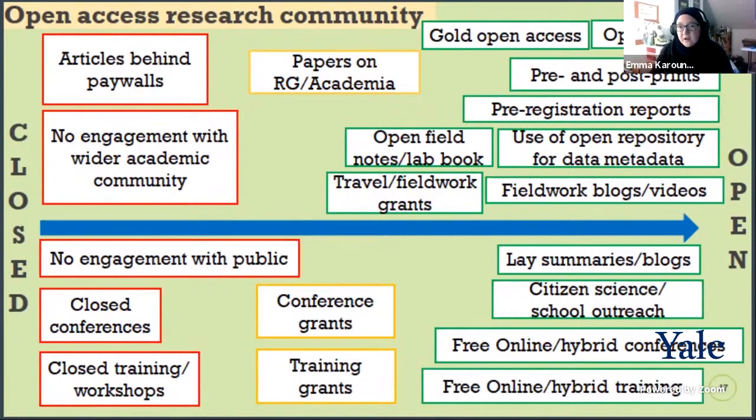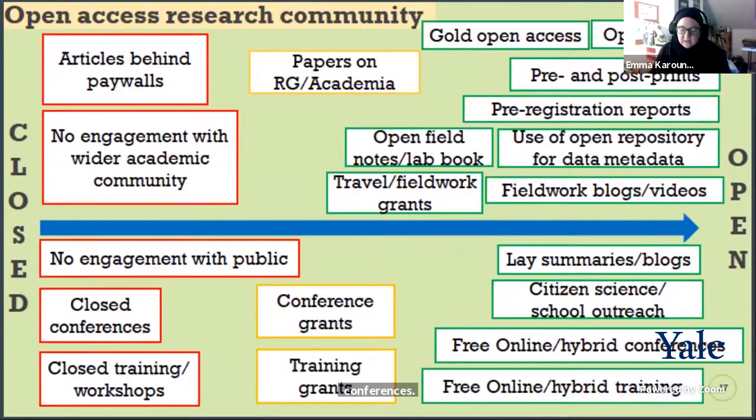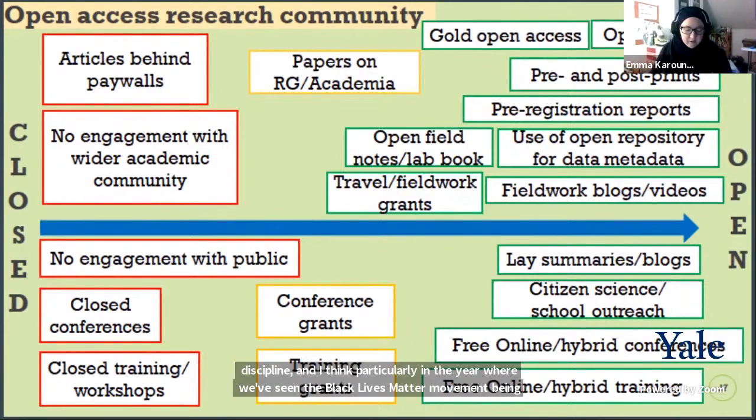You can offer free online training, which is a great way of making other people learn the skills that you have already. You can offer free online conferences like today's webinar or other large conferences. So this opening up of research to a wider audience really improves inclusivity and diversity in your discipline. And I think particularly in a year where we've seen the Black Lives Matter movement being highlighted, and it really has been highlighting a lack of diversity in our field, but also in academia in general. So I think adopting a more open science approach can actually start to tackle some of these issues of diversity and inclusivity.